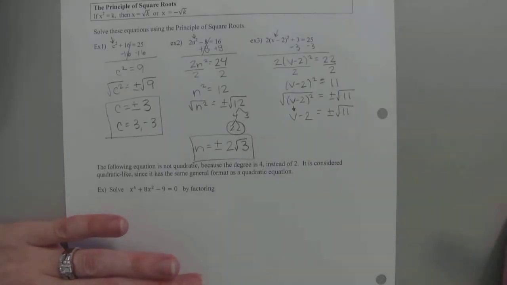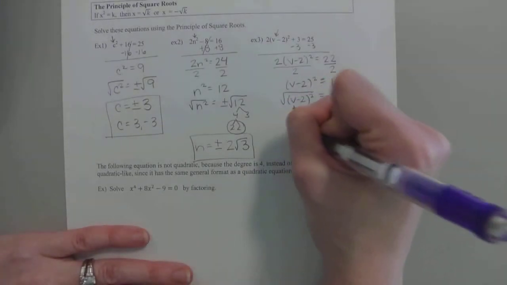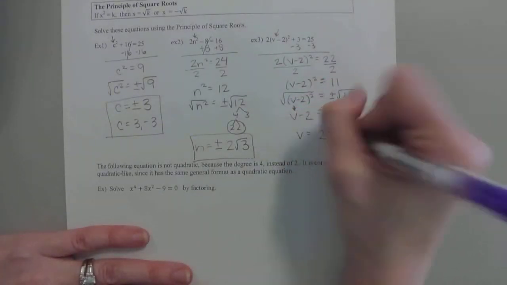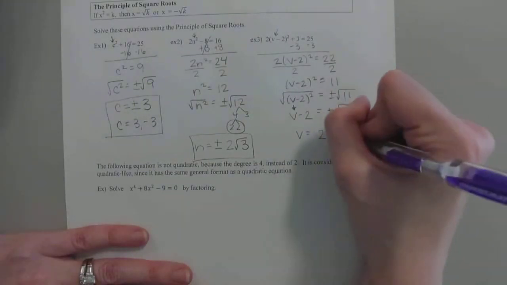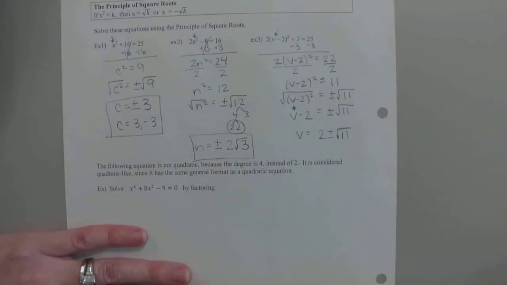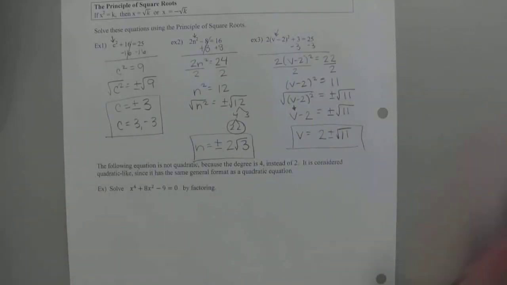And when we add 2 over, can we add them to the root 11? No, they're not like terms. I typically put them in front. And you'll see why starting tomorrow when we do 3.2, because the quadratic formula usually has the constant in front and the plus or minus of that root in the back. So this will be v equals 2 plus or minus root 11. My pencil's going out on me, I'm sorry.